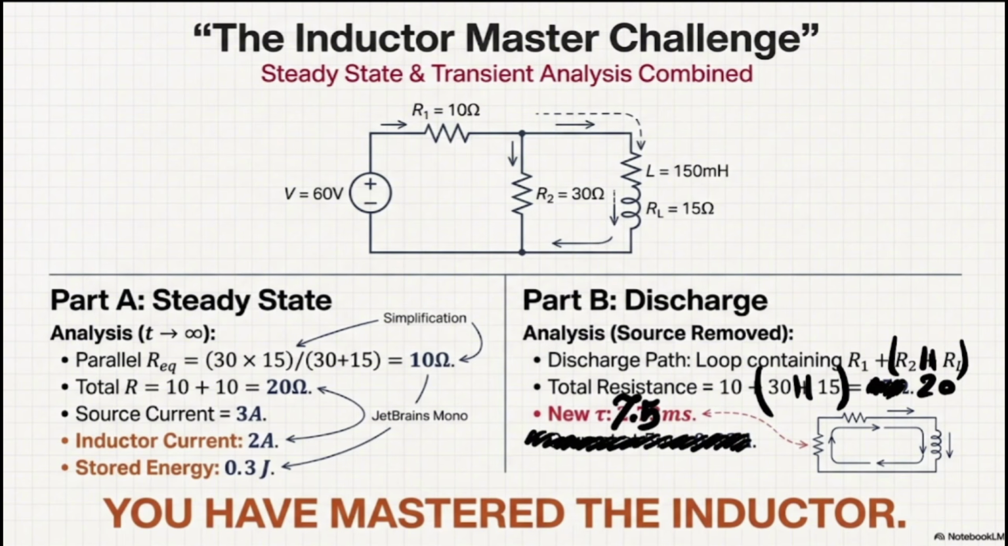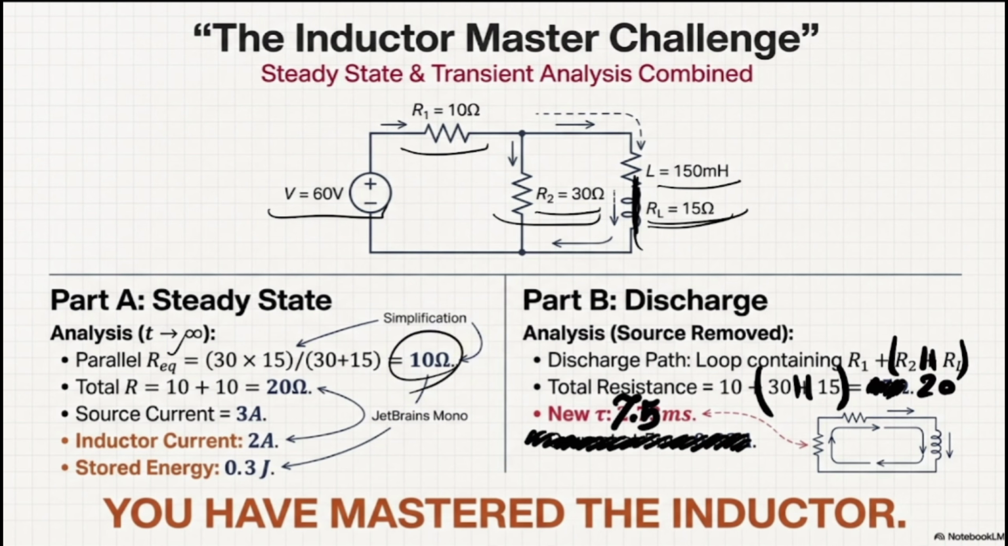Imagine that my voltage source is 60 volts, R1 is 10, R2 is 30 ohm, I have 150 millihenry, and I have RL of 15. Part A is steady state. I would like to see what would happen after the time is infinite. Obviously, we don't have infinity, so we consider 5 tau. So the R equivalent would be the combination of 30 and 15, because at this point we know that our L just acts as a short circuit. So in the end, we have 10 ohm.